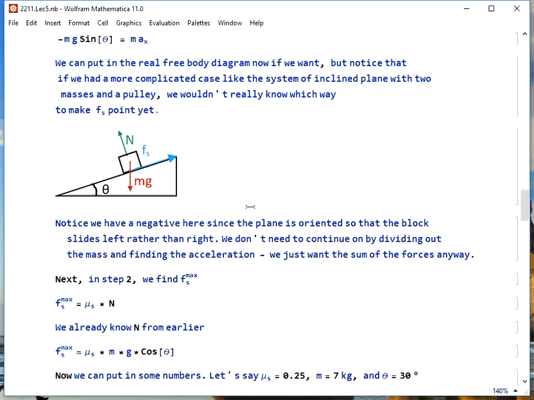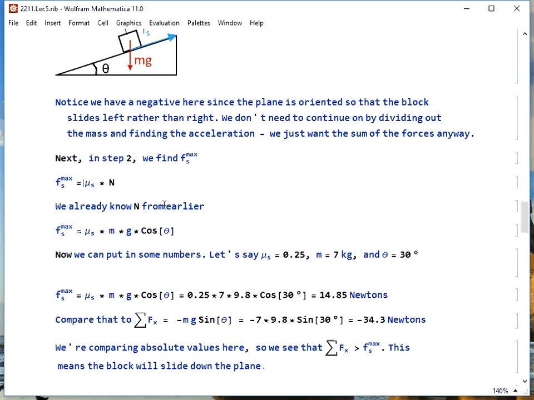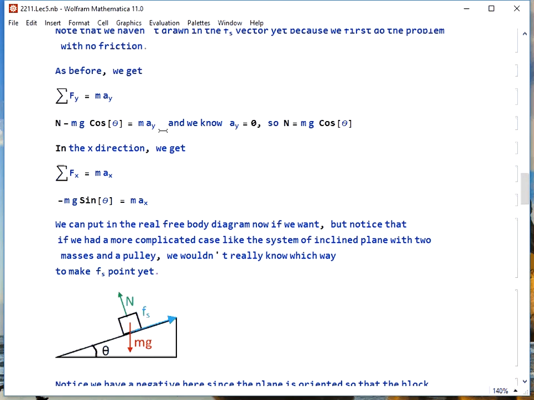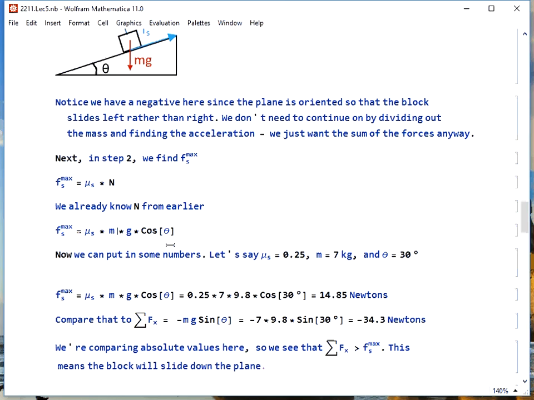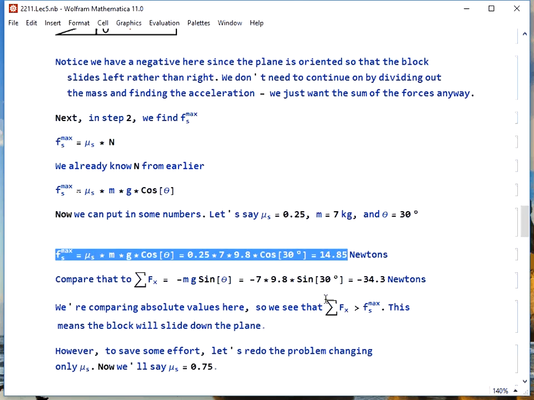And what we want to find here, our second step in this process, is Fs max. So that's mu s times n, and now we finally get some use out of that Newton's second law equation that gave us n equals mg cosine theta. Now we can plug it in here, so we get Fs max is mu s mg cosine theta. Now we can put in some numbers. If we say mu s is 0.25, it's a 7 kilogram mass, and the plane is at a 30-degree angle to the horizontal, we calculate Fs max very quickly and get 14.85 newtons.